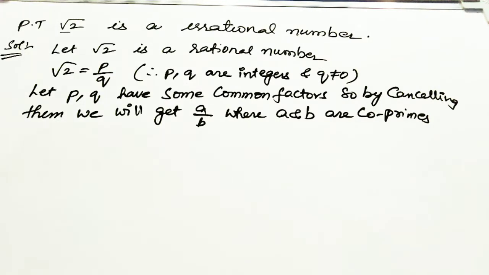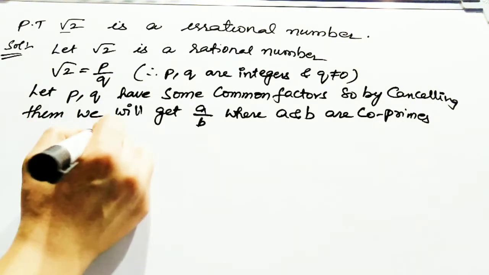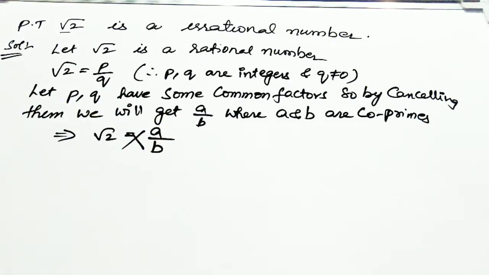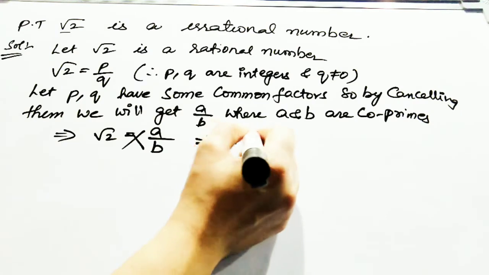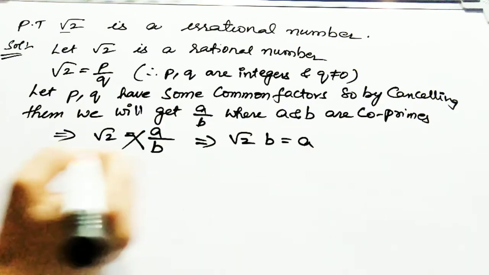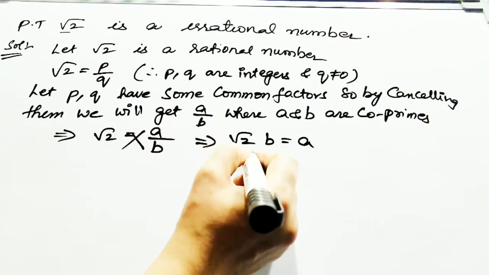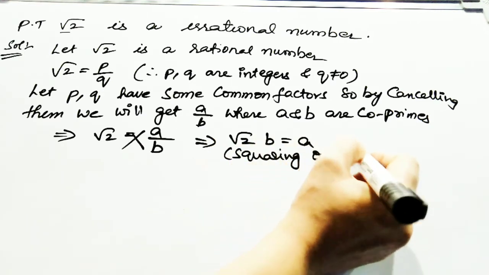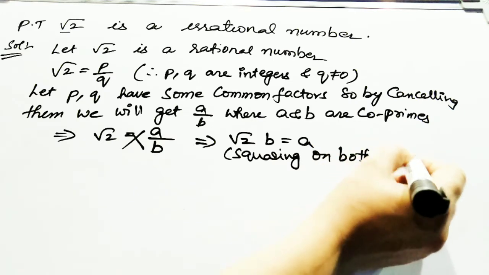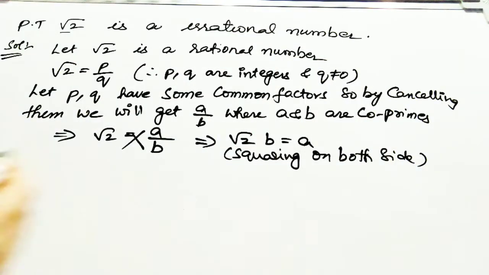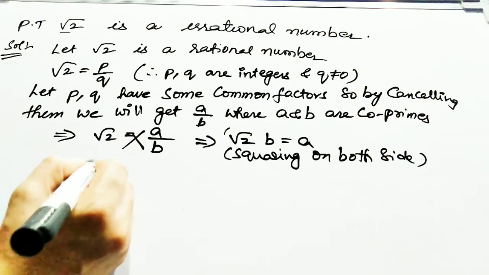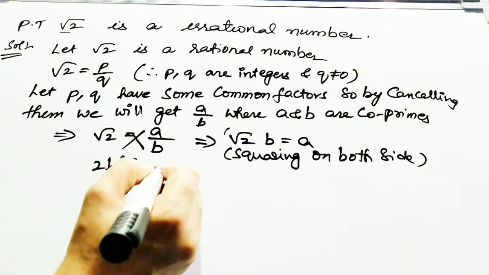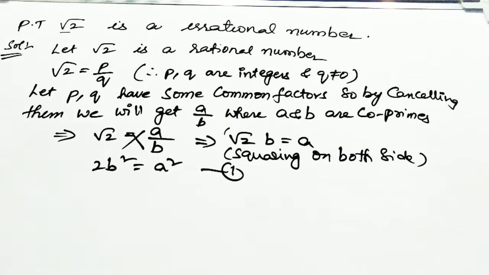So root 2 is equal to a by b. Cross multiplication: root 2 b equals a. What you have to do is square on both sides. Whenever you square on both sides, what do you get? 2 b square is equal to a square. This is your first equation.